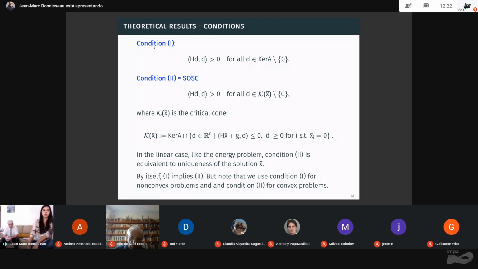On the other hand, we also note that by itself, condition 1 implies condition 2. But you can use condition 1 for a non-convex problem, and you can use condition 2 for a convex problem, since the critical cone is an object for convex sets.